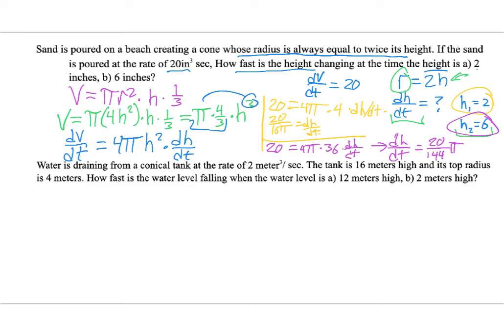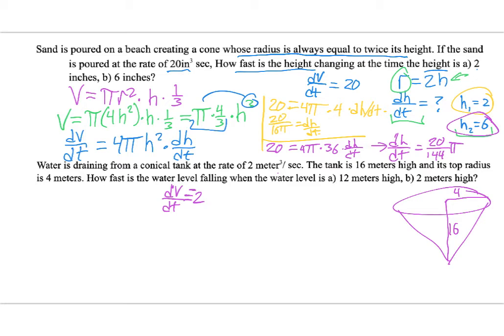Oh, look, we got another cone. So we got water draining from a conical tank at 2 meters cubed per second. Let's go with a cone going this way. Okay. So when we see this, that's going to be dV/dt, which is going to be -2 cubic meters per second.